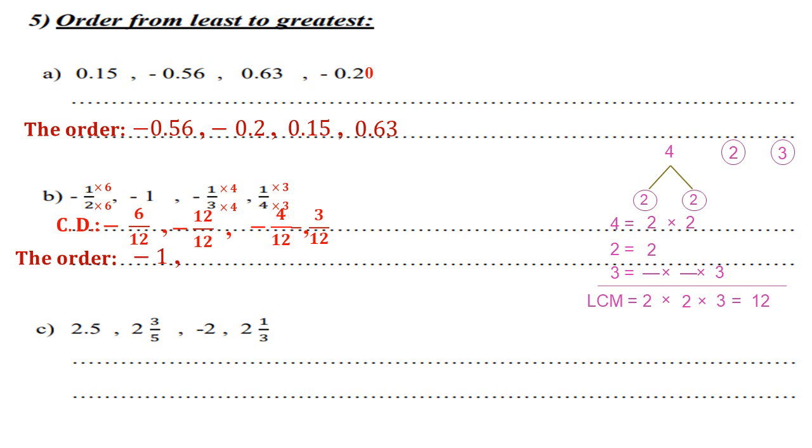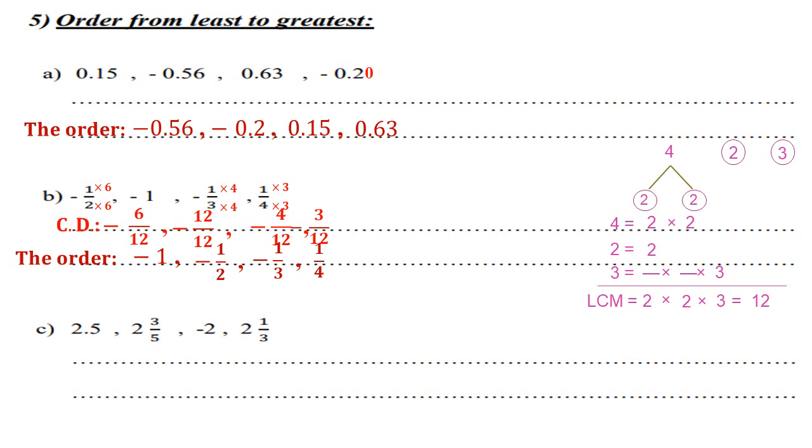The smallest number is negative 12 over 12, which is negative 1 in its original form. And then negative 6 over 12, which is equal to negative half in its original form. And then negative 4 over 12, which is equal to negative 1 over 3 in its original form. And then 3 over 12, which is equal to 1 over 4 in its original form.